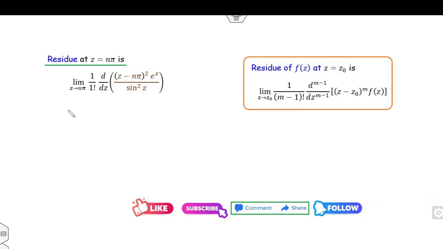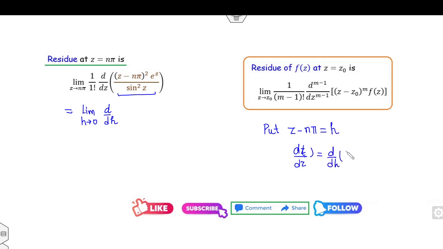Firstly, I can start with this one. Can you find the first derivative of this quantity? Because it's a derivative, you have to take the 0 by 0 form. So I can simply substitute z minus n pi as h. The limit becomes h approaches 0, and the derivative with respect to z is the same as with respect to h.